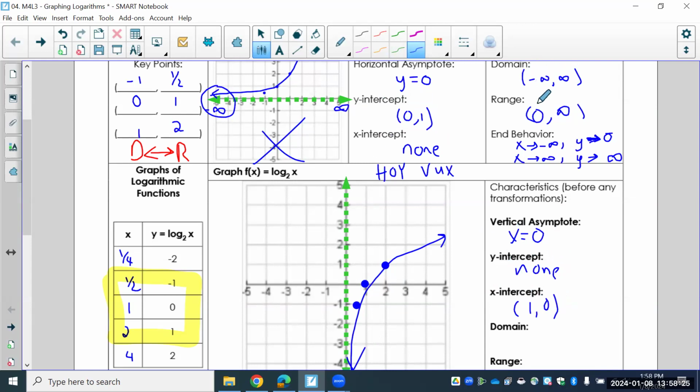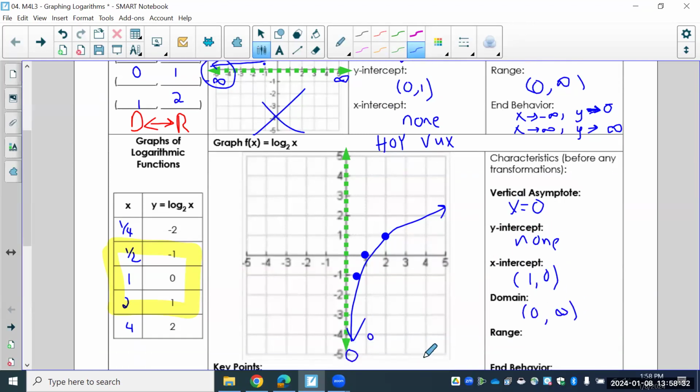The domain is now going to be the range. And you can see that very clearly. The domain now starts at 0, right? It starts at 0 and goes to infinity. And then the range is now going from -infinity to infinity. So even the domain and range inverse.